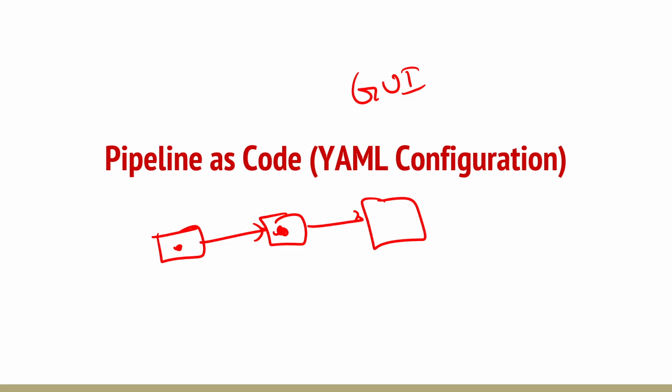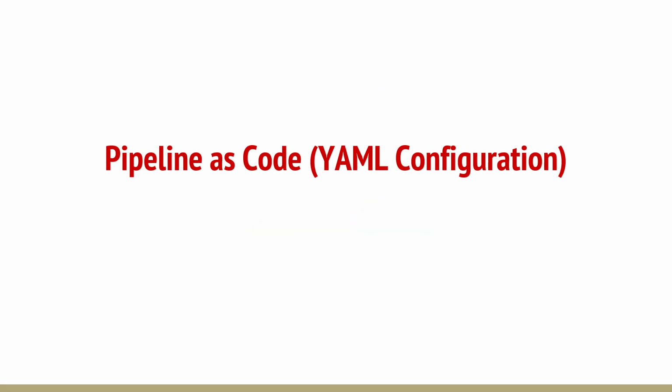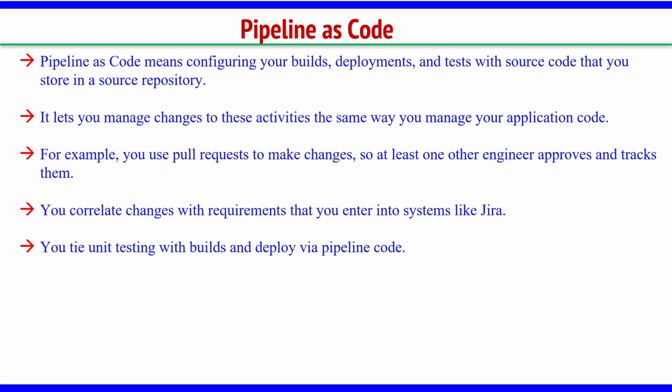So we will be creating a CI/CD pipeline using code. It means the pipeline is written in the form of code, right? That is pipeline as code, and we call that a YAML configuration. Let's understand this. Pipeline as code means configuring your builds, deployments and tests with source code that you store in your source repository. It lets you manage changes to these activities the same way you manage your application code.